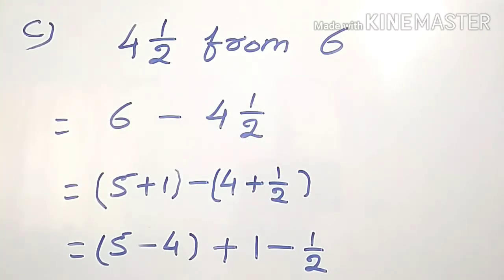C. Subtract 4 whole number 1 by 2 from 6. So first write 6, then the minus sign, and then write 4 whole number 1 by 2. This 6 is a whole number. So 6 can be written as 5 plus 1 minus, separating the whole number part and fractional part of the second fraction. It is 4 plus 1 by 2. Now subtract 4 from 5 and the fractional part from 1. 5 minus 4 plus 1 minus 1 by 2.